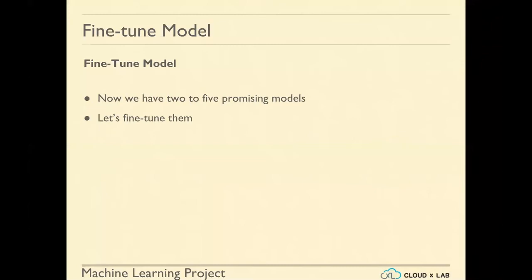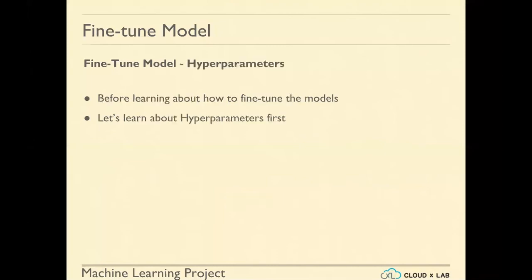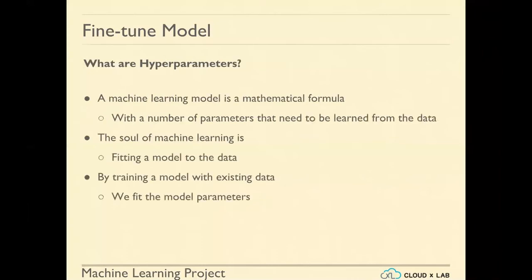Now we have 2 to 5 promising models. Let's fine tune them. How do we fine tune? Before learning how to fine tune the models, let's learn about hyperparameters first. So what are hyperparameters? Every machine learning model is more or less like a mathematical formula with a number of parameters that need to be learned from the data.